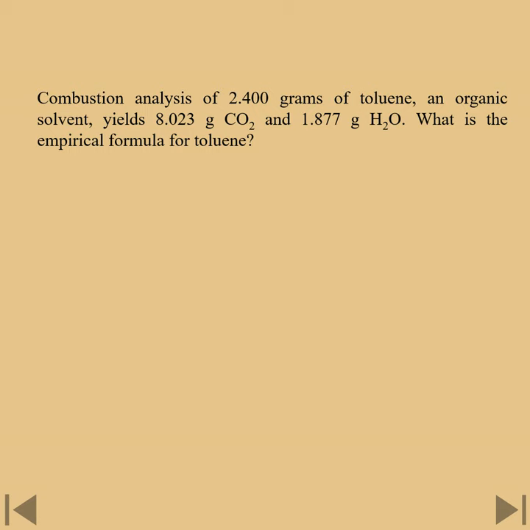Okay, combustion analysis is one way of determining the formula of an organic compound, since we burn it and then determine how much carbon dioxide and how much water was collected. Okay, so combustion analysis of 2.4 grams of toluene yield 8.023 grams of carbon dioxide and 1.877 grams of water. What is the empirical formula?